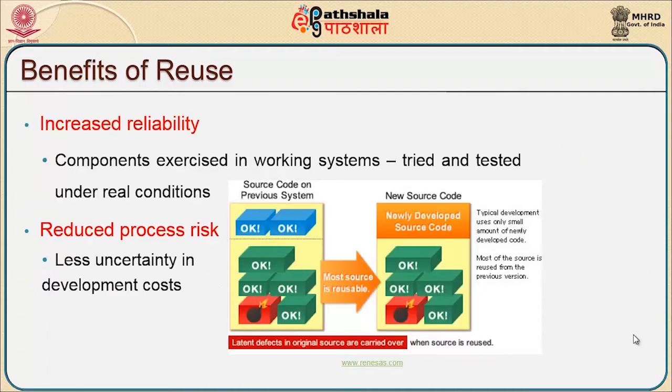Now that we have looked at reuse, let us see what the benefits of this reuse are. Because of reuse, we have increased reliability. Components exercised in working systems, tried and tested under real conditions, that were working fine, that were proved to be the best and had a prototype and a standard, can now be utilized and are more reliable. And this has reduced process risk, with less uncertainty in development cost.